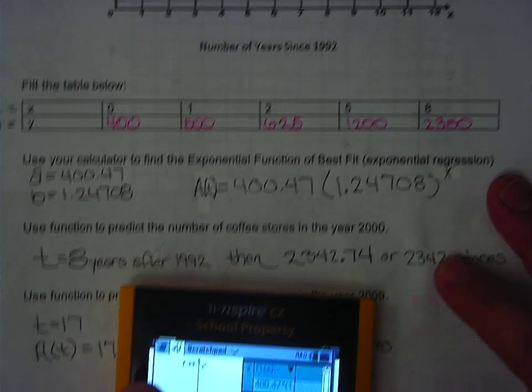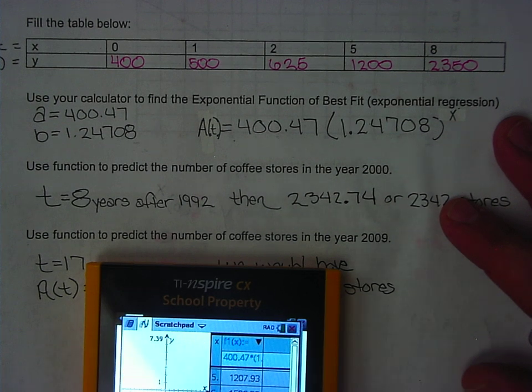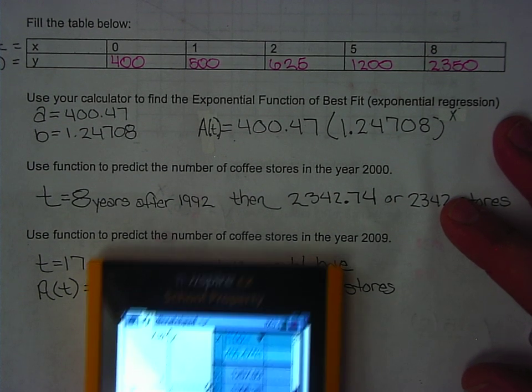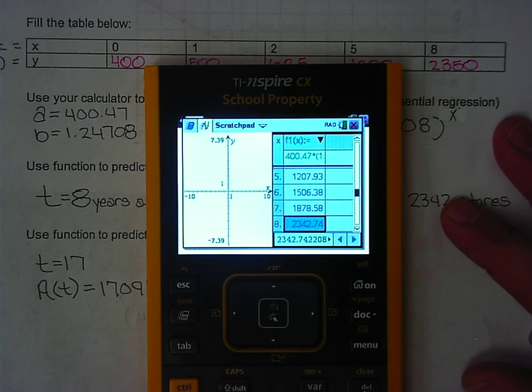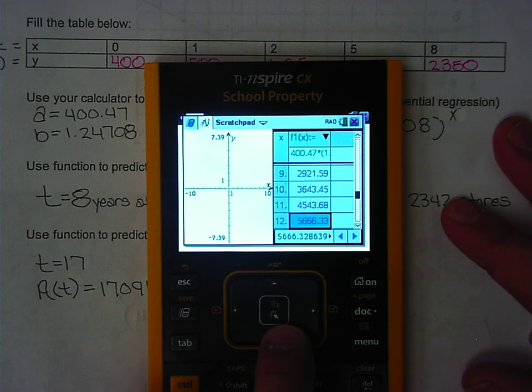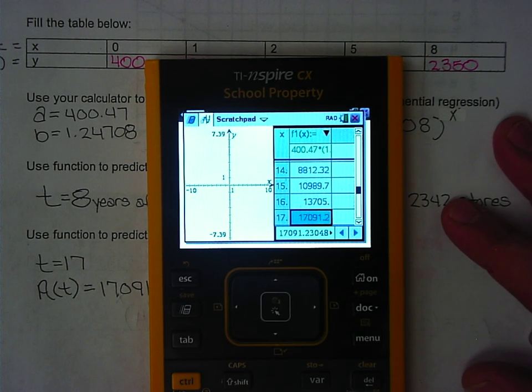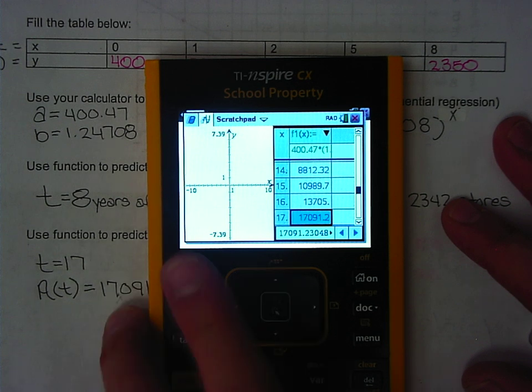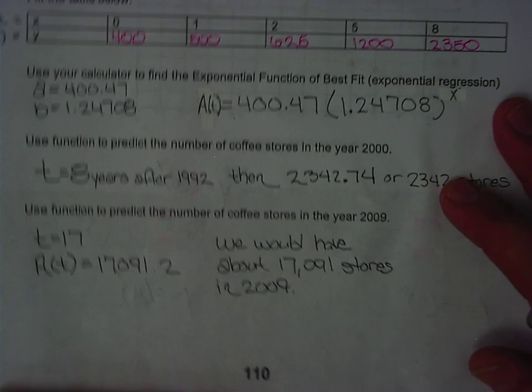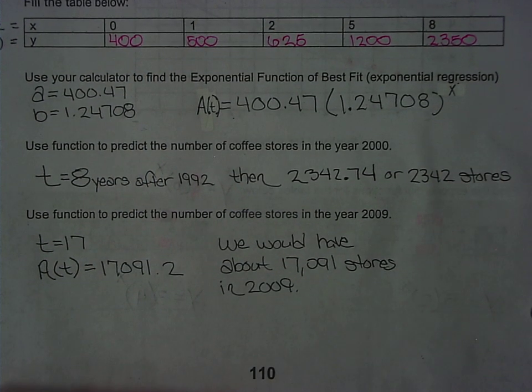Next question, use the same function to predict the number of stores in the year 2009. Well, if we're already at year 8, and that's the year 2000, then 9 more years would take me to year 17, or x equal to 17. And here we get 17,091.2. But you cannot have 0.2 of a store. So we would have expected that back in 2009, we would have had about 17,091 stores in operation.